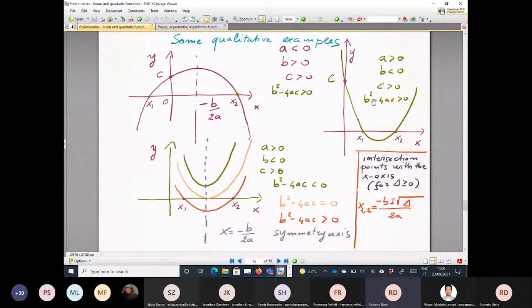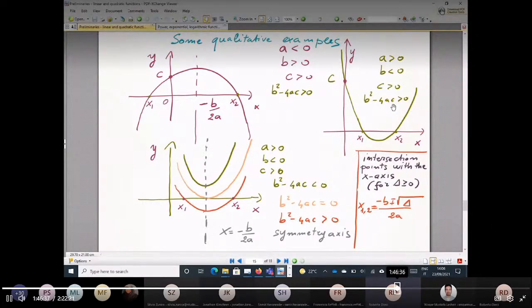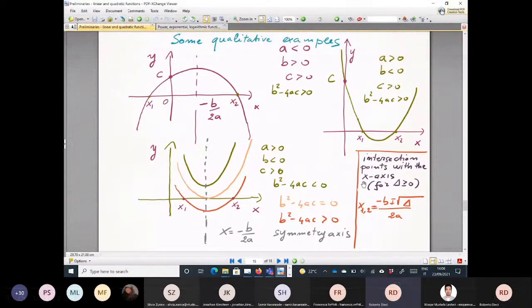If the discriminant, this quantity, is positive or 0, then you can compute analytically the two solutions, the two points of intersection with the x-axis. And this is the formula, a very common and popular formula.